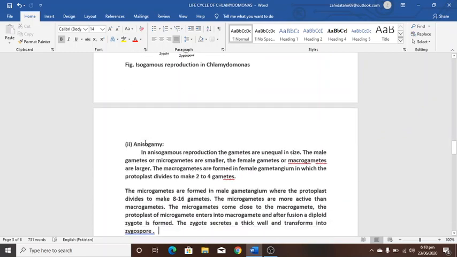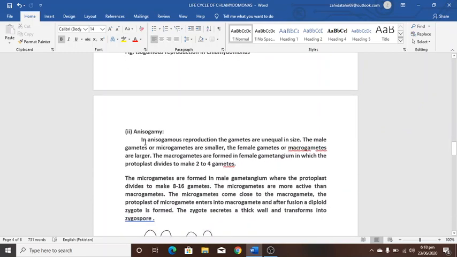In anisogamy, the gametes are not similar. What is the difference? They are not equal in size. In anisogamous reproduction, the gametes are unequal in size. The male gametes or microgametes are smaller. Micro means smaller. The female gametes or macrogametes are larger.